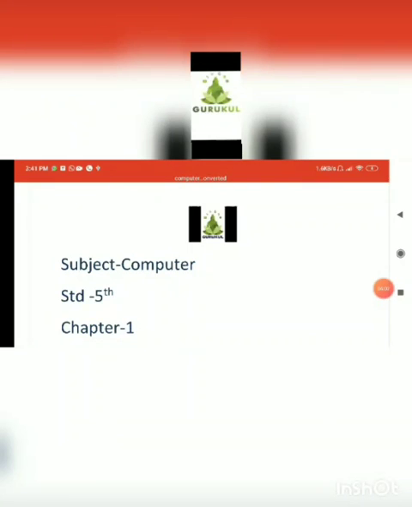So in this way the questions may come. So read the textbook properly so that you can answer all the questions properly.